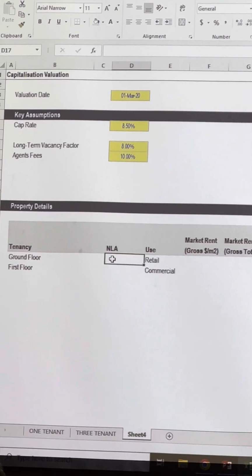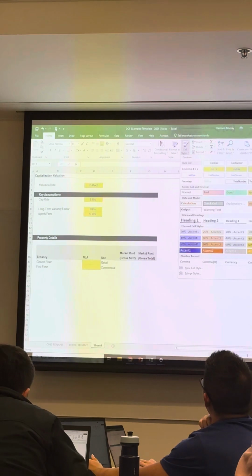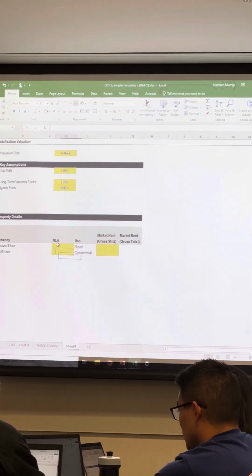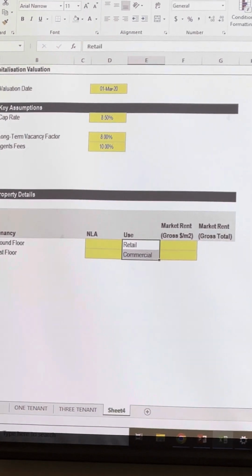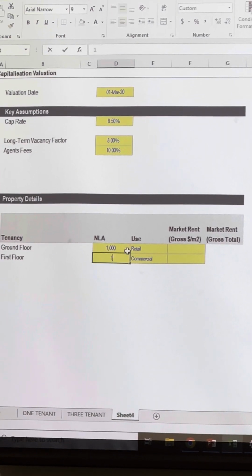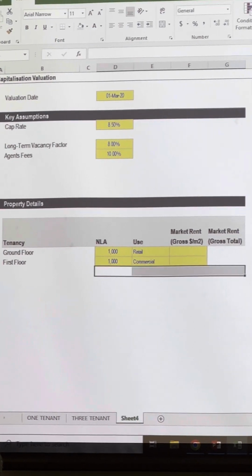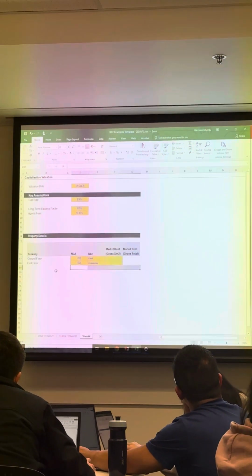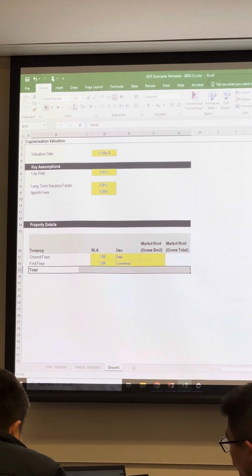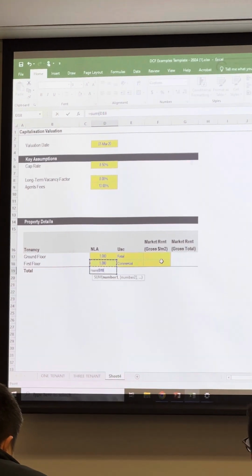So what's the net lettable area for? So what's the NLA? So 1,000 square metres each. So we can select these numbers, and we can make that a total. So then it's done. So we know we've got 2,000 square metres now.